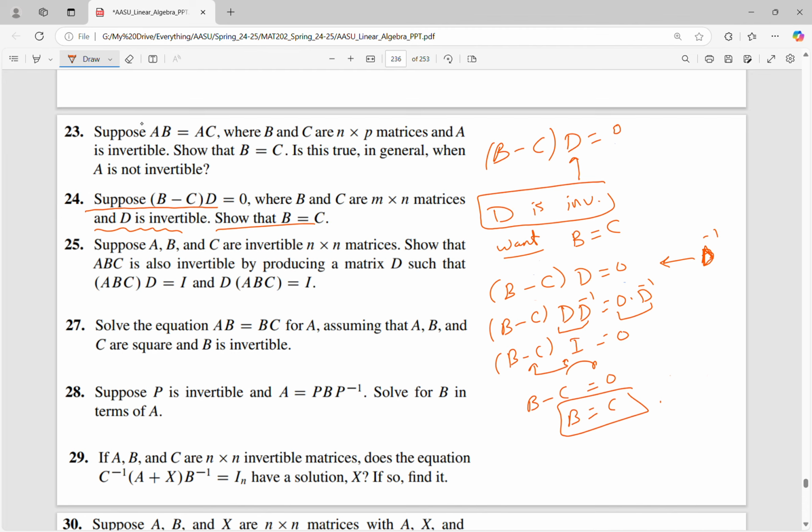So again, when the matrix is invertible, you can multiply with the inverse. If it's not invertible, you can't. So it's very crucial.